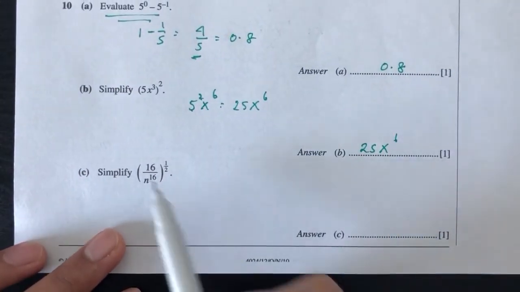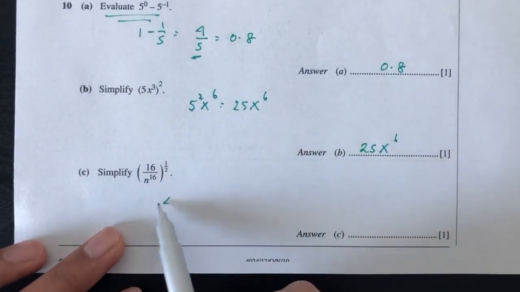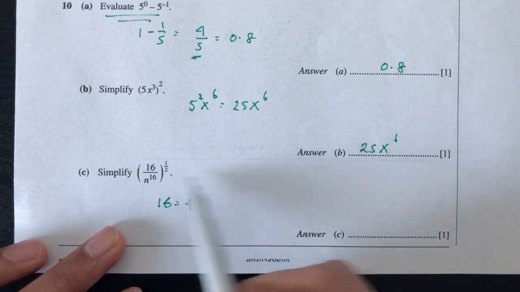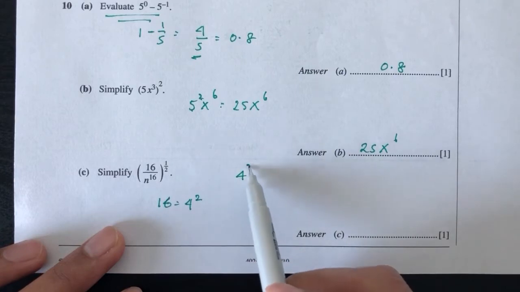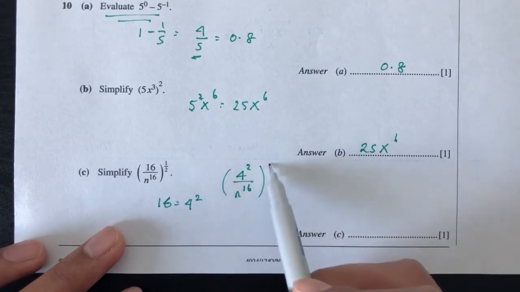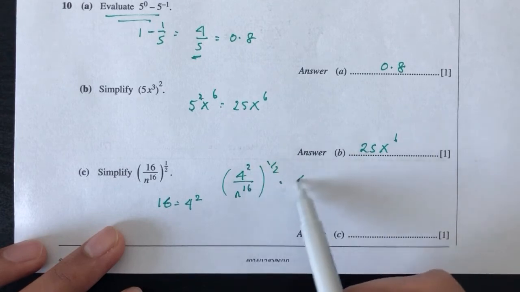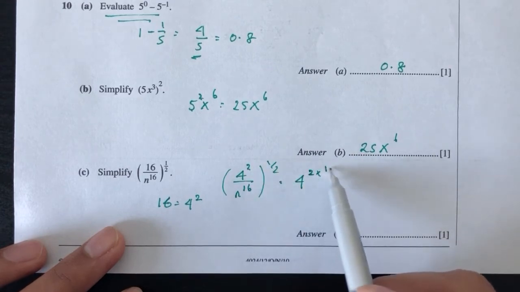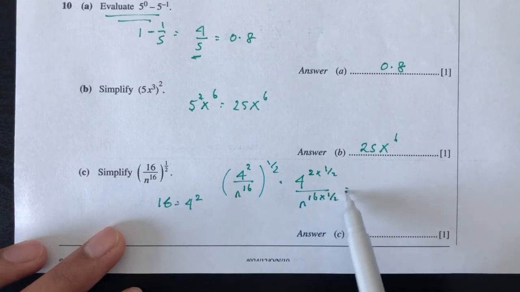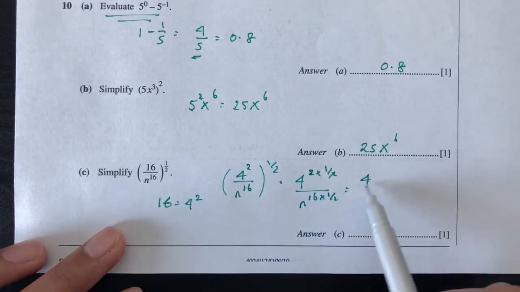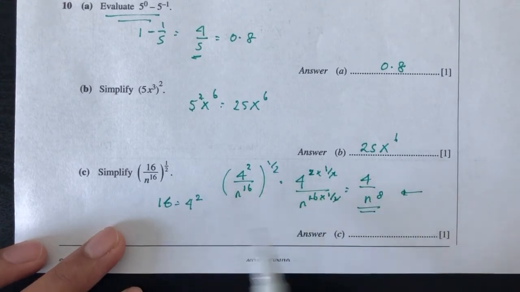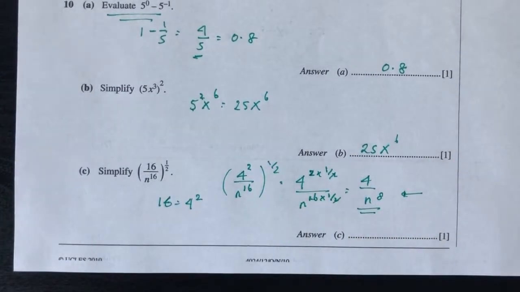And for part C, we have this. We know that 16 can be written as 4 power 2, right? So replace in the first part, and for this one let it be because it's a power as well. So half. Now we bring the half in. What do we have? We have this times this, and 16 times this. So that'll be 4 divided by n power 8, and that is your answer for part C. That is question number 10.